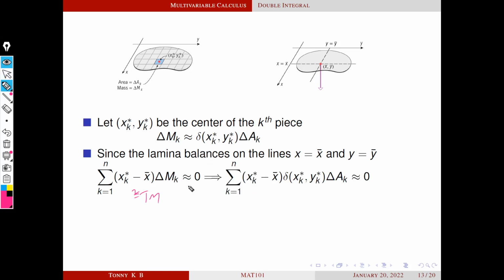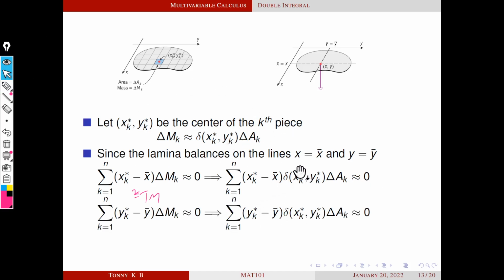Okay, and one more thing here, we replace this delta mk using this formula, delta(xk*, yk*) times the area. So that is again approximately equal to 0. That's all. The extreme case is the limit as n tends to infinity. So similarly, we have one more result. This is the approximate total moment about y = y bar, right? And we know that the total moment about y = y bar is also 0. So that's why this is approximately 0.